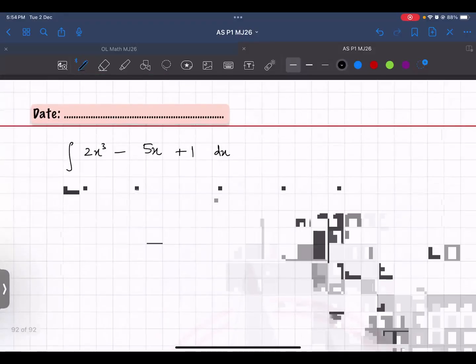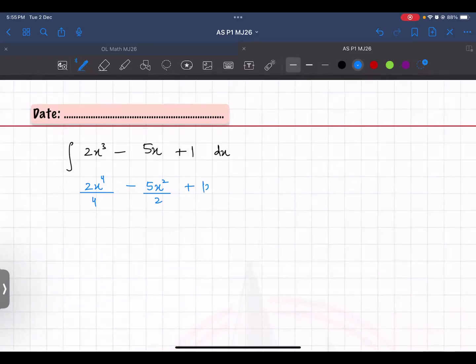Now, this is also the basic one, not very difficult. The 2 is a coefficient, it remains there. The power of x adds by 1, 3 becomes 4, and divided by the new power, 4, minus 5, x to the power 1, 1 plus 1 is 2, upon 2, the new power. Plus 1 is a constant, so it will get the variable x. So this would become 1x, then plus c. If you want to simplify, this would become x to the 4 upon 2 minus 5 upon 2 x squared plus x plus c. This is your answer.